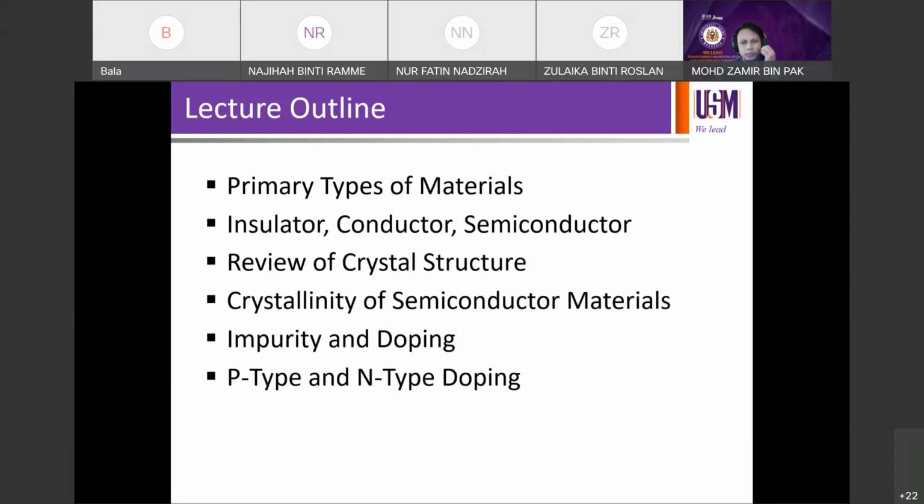So in this topic, we're going to cover a few basics. For example, primary types of materials: insulators, conductors, semiconductors, and then we're going to have a little review of the crystal structure. But I won't go through this a lot because you have learned a lot on this already in 307, solid state physics. And we're going to learn about crystallinity of semiconductor materials, and a little bit on impurity and doping, and what are p-type and n-type doping, right? So this is just an introduction to the topic, but we're going to go into more details in other chapters.